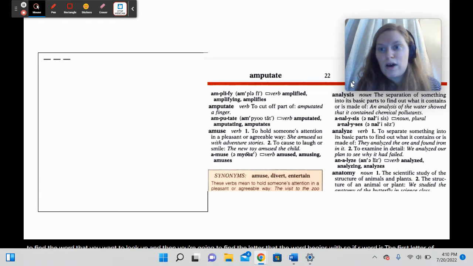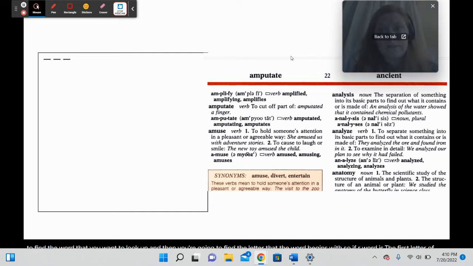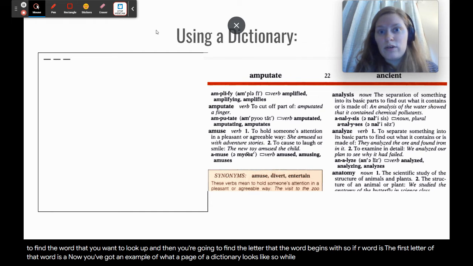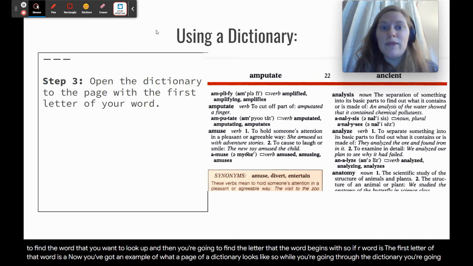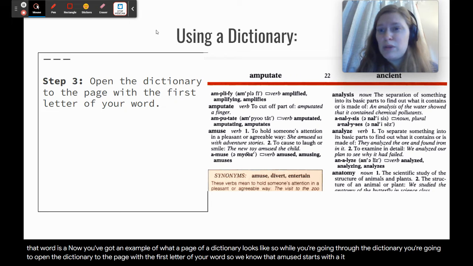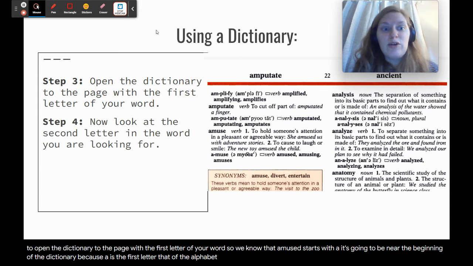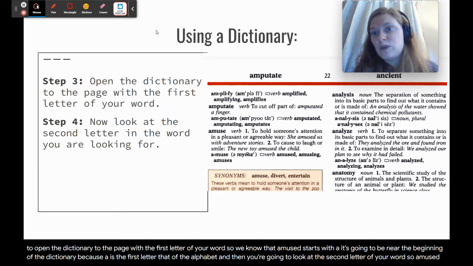Okay, so now you've got an example of what a page of a dictionary looks like. So while you're going through the dictionary, you're going to open the dictionary to the page with the first letter of your word. So if we know that amuse starts with A, it's going to be near the beginning of the dictionary because A is the first letter of the alphabet. And then you're going to look at the second letter of your word. So amuse starts with AM.